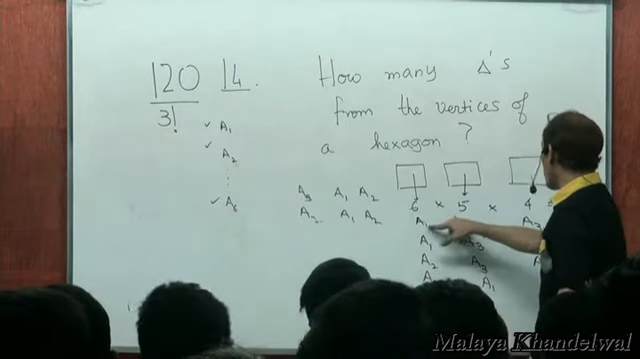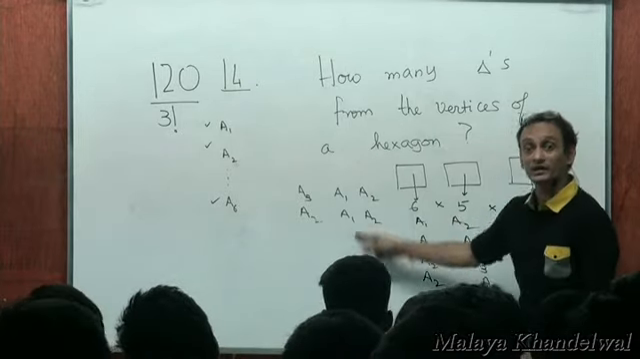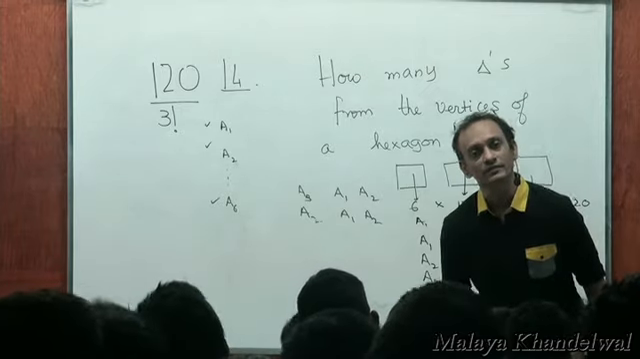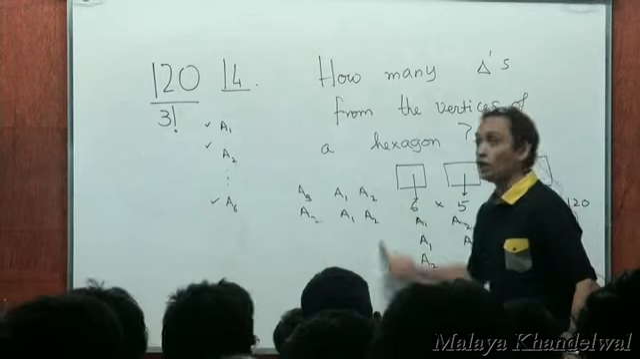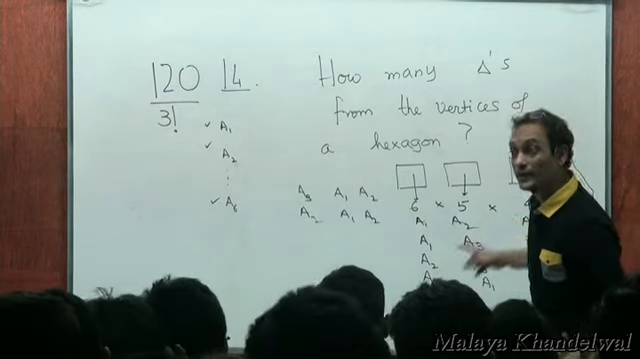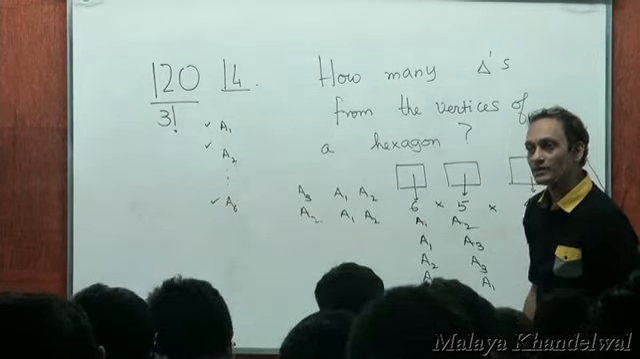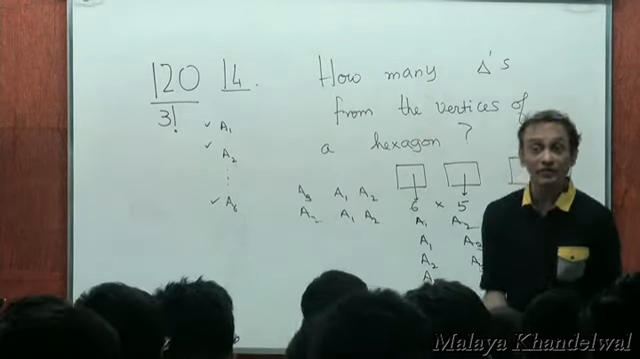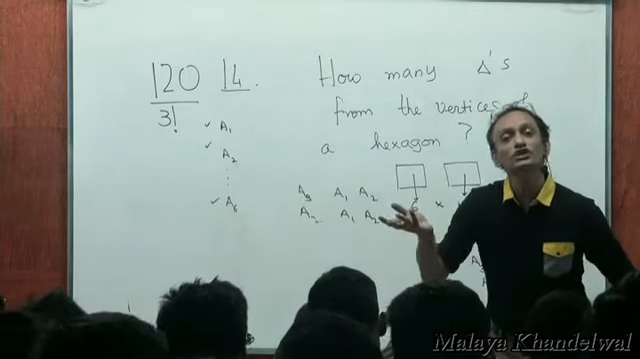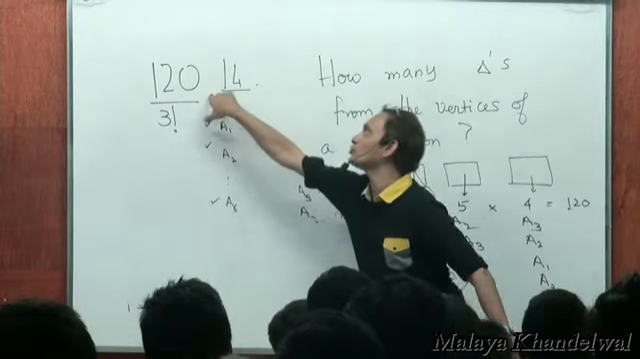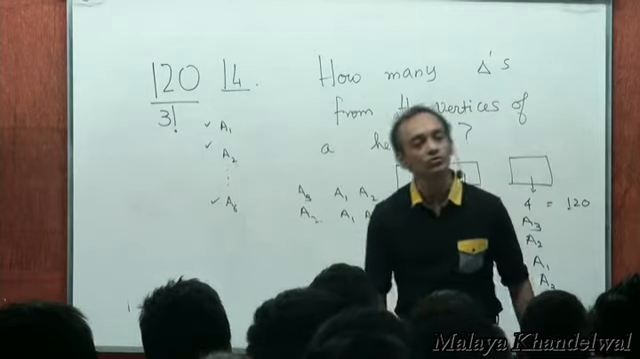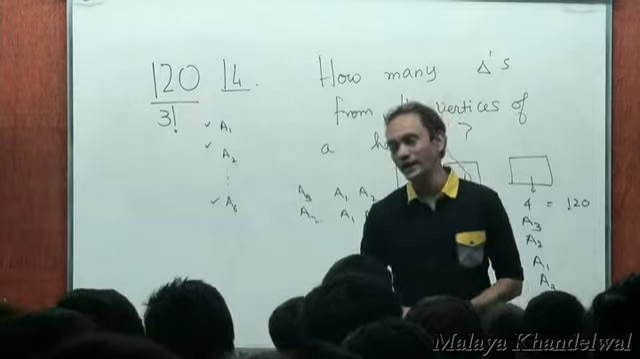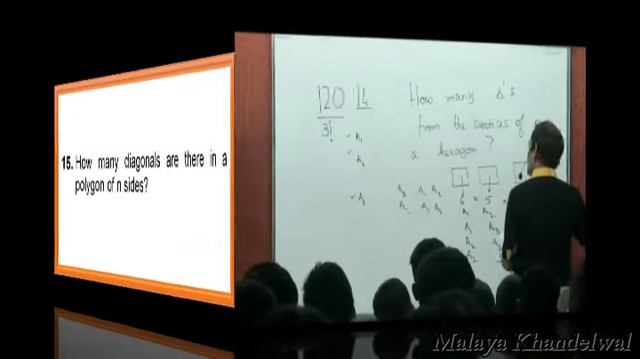That means this actually represents one triangle, but 3 factorial triangles have appeared. Every 3 factorial of these counts of 120 represents only one triangle. Therefore, to get the actual number of triangles, I will have to suppress the additional count by 3 factorial. That's why I divide 120 by 3 factorial. 20 such triangles. Let's look at the next.